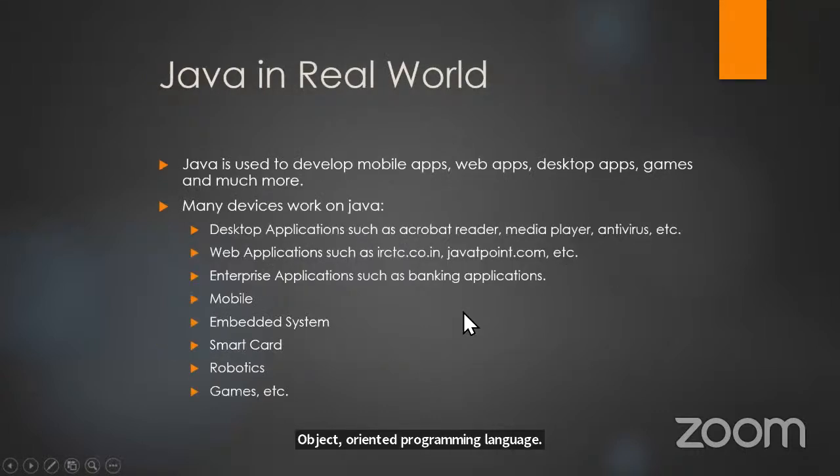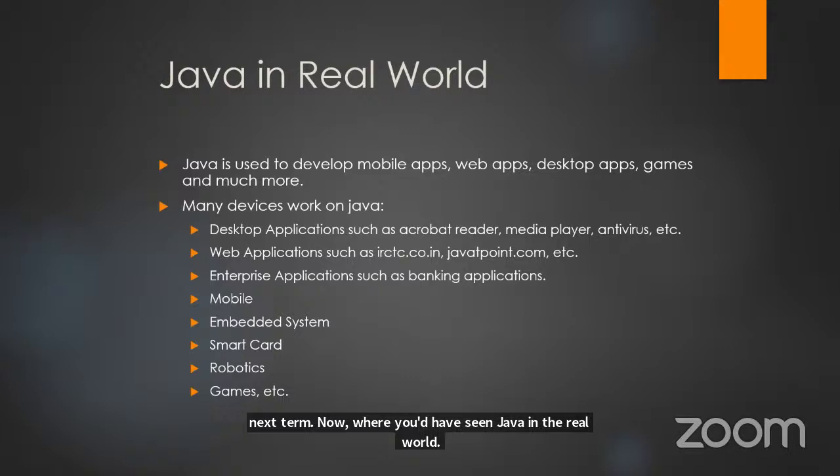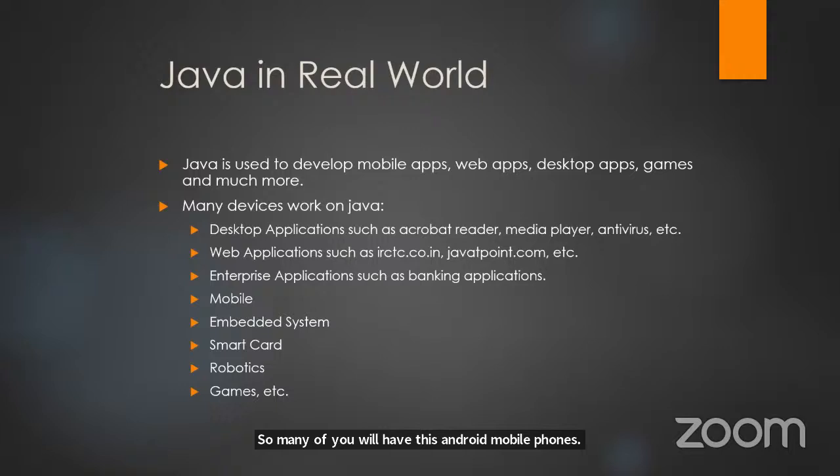Next, where would you have seen Java in the real world? Many of you will have Android mobile phones. That is the best example of Java. You can ask me why. Because the Android operating system is itself built on top of Java. Internally it uses Java, and Android is built on top of Java. That is why ultimately Java is there in those Android phones.